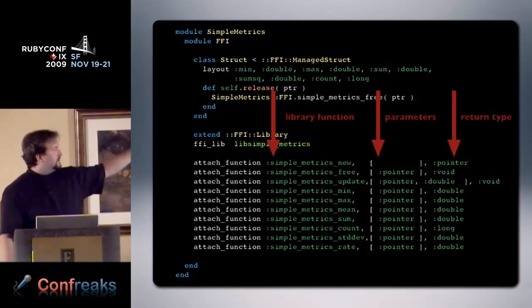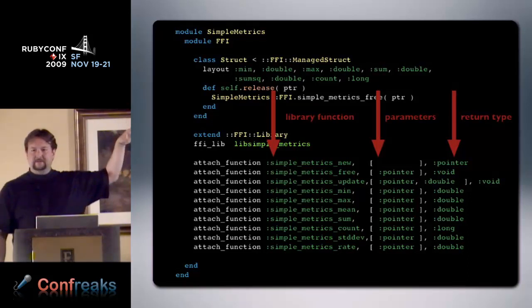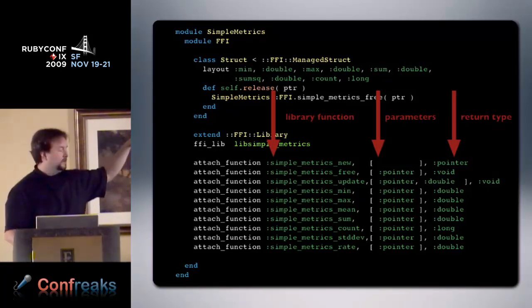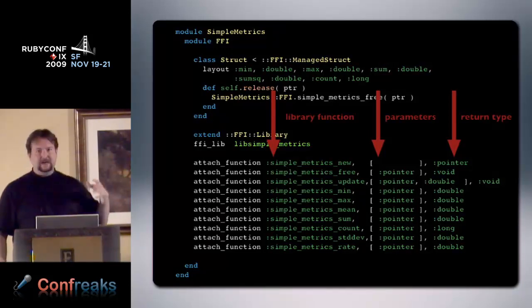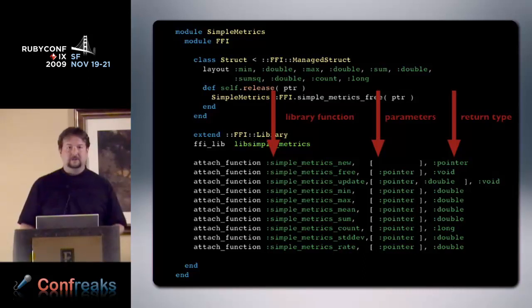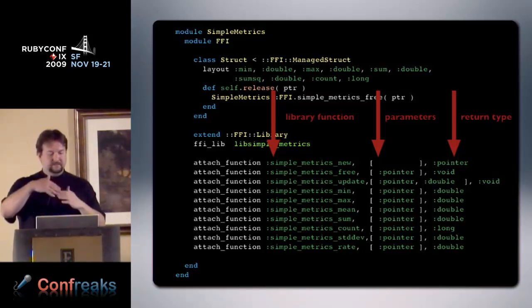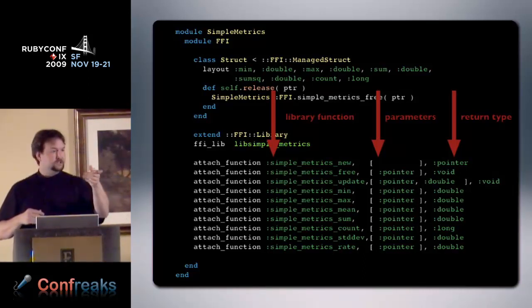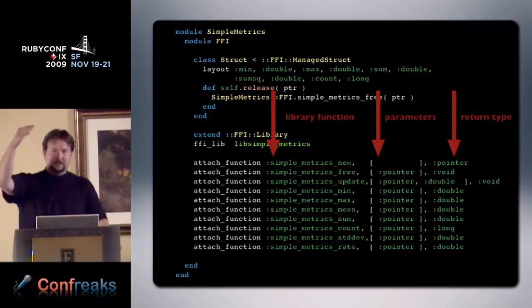Now, the struct up here says, how does the struct lay out in memory, or in the actual physical layout of the struct? We had a min, which is a double, max, which is a double, sum, which is a double, sum of squares is a double, count, which is a long. So these need to be, question? Yeah. Okay. And so these basically lay out the structure as they were in the header file. And I'll do a side-by-side here in a little bit.